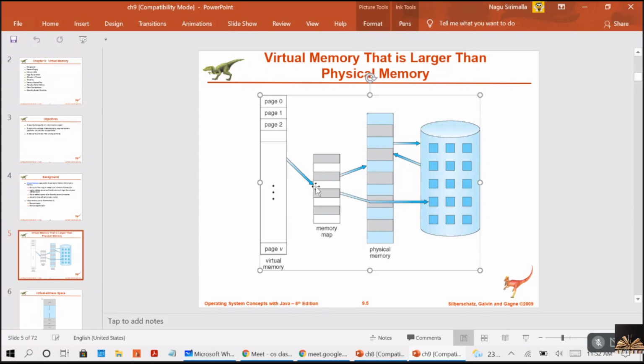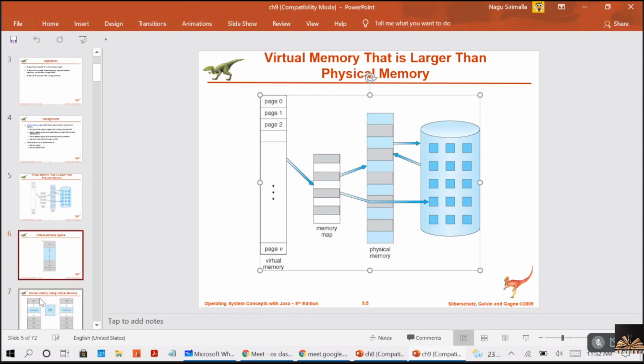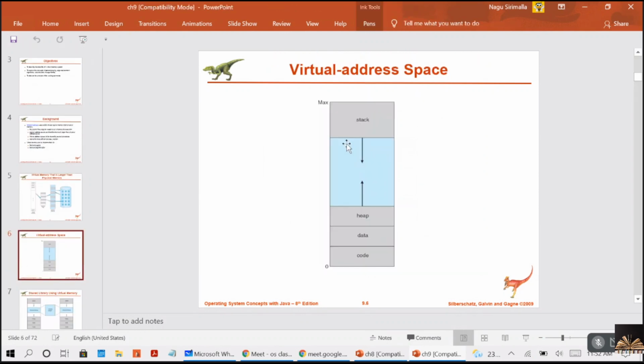You make the changes to the page table entry, then that particular instruction will get executed, right? So this is how your virtual memory will be represented. So here, the virtual address space can be maintained like this. So this is your program data and code, and along with this it is using two data structures.